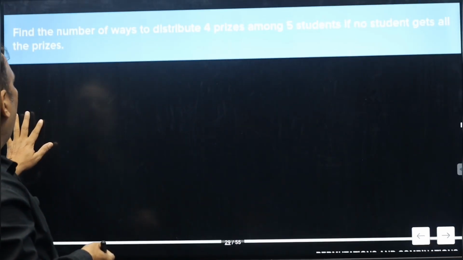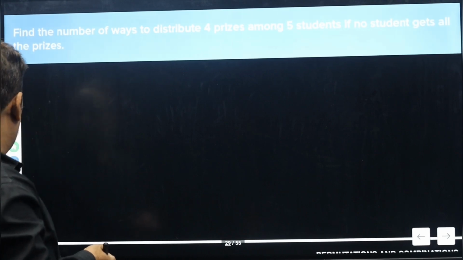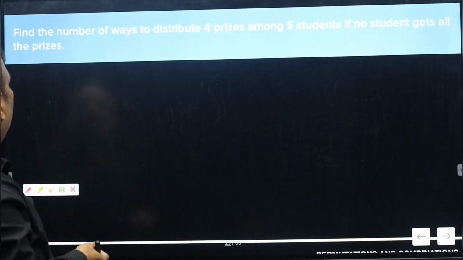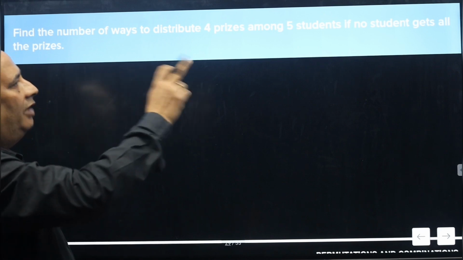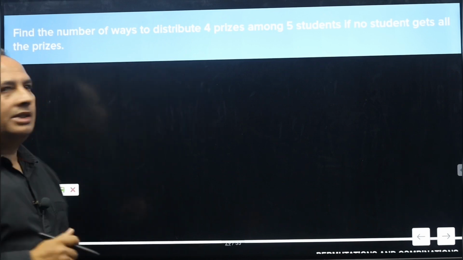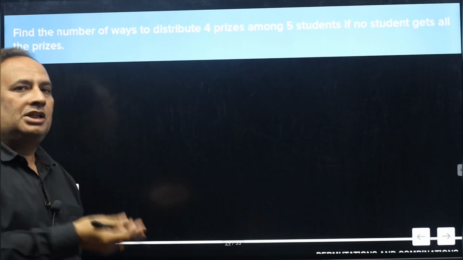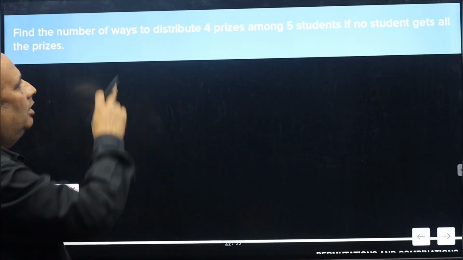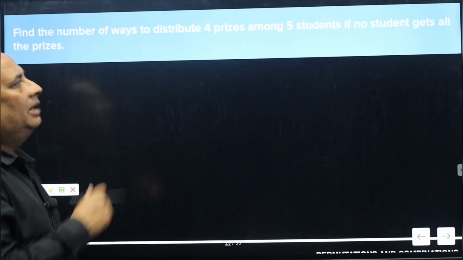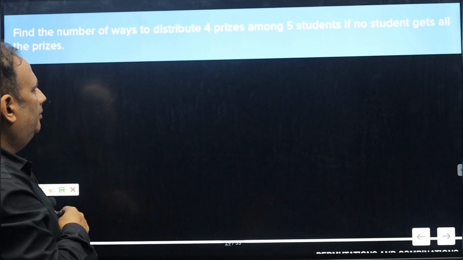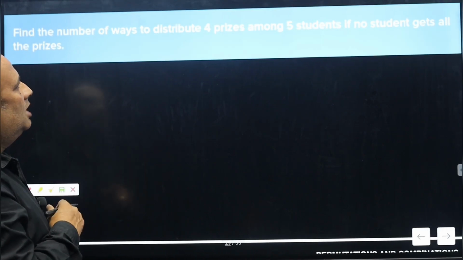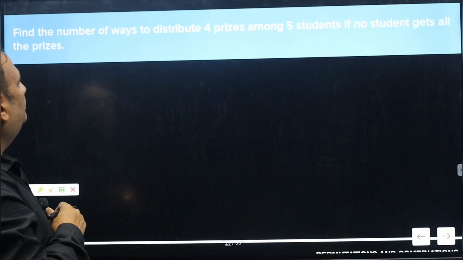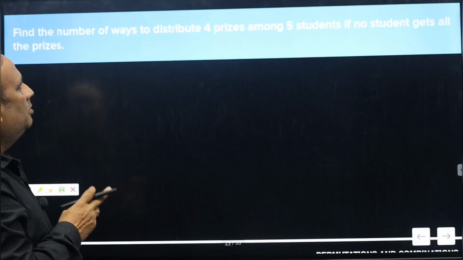Okay, one more question we have in the same zone. Find the number of ways to distribute 4 prizes among 5 students if no student gets all the prizes. It means we don't have to give all the prizes to any one of the students. We have to give 4 prizes among 5 students. So, find the number of ways to distribute 4 prizes.